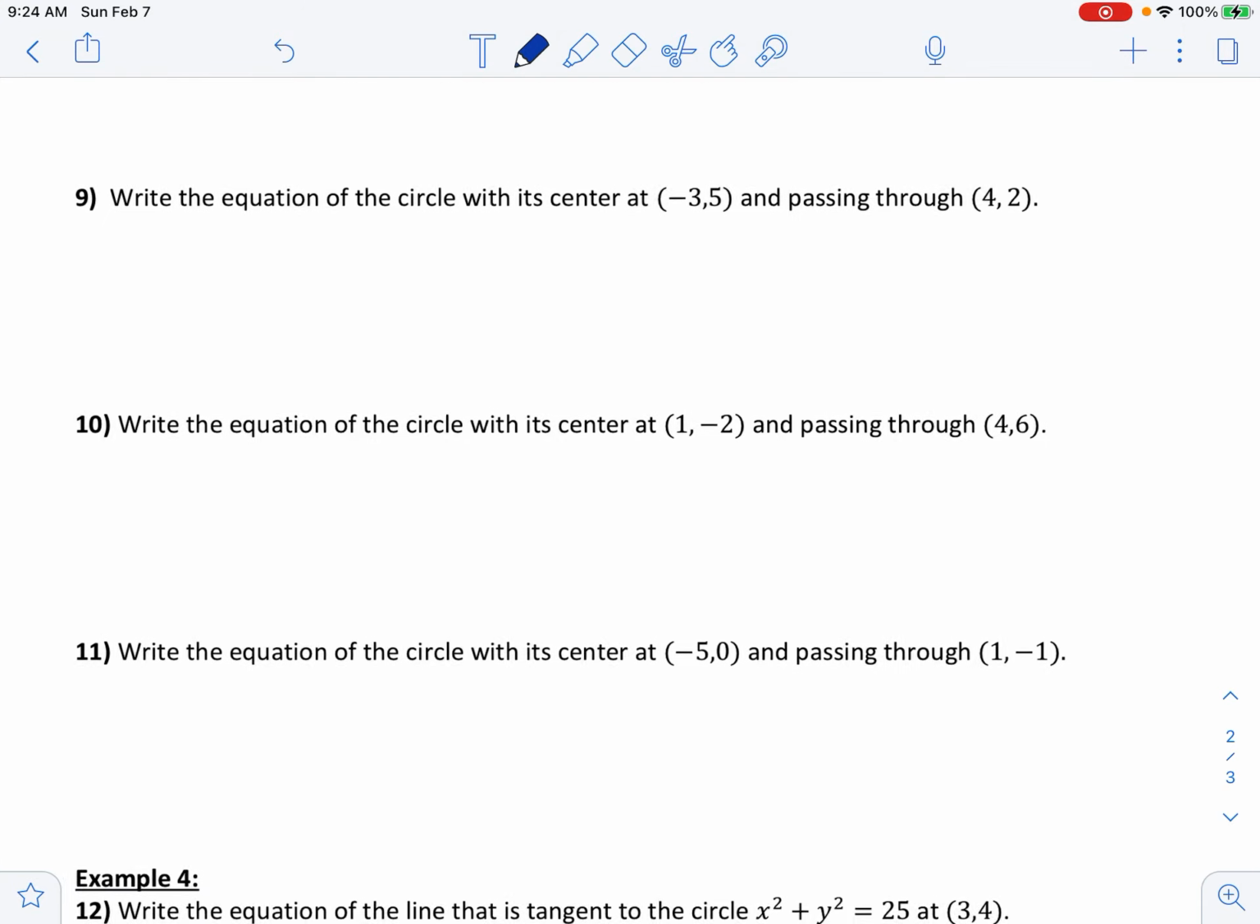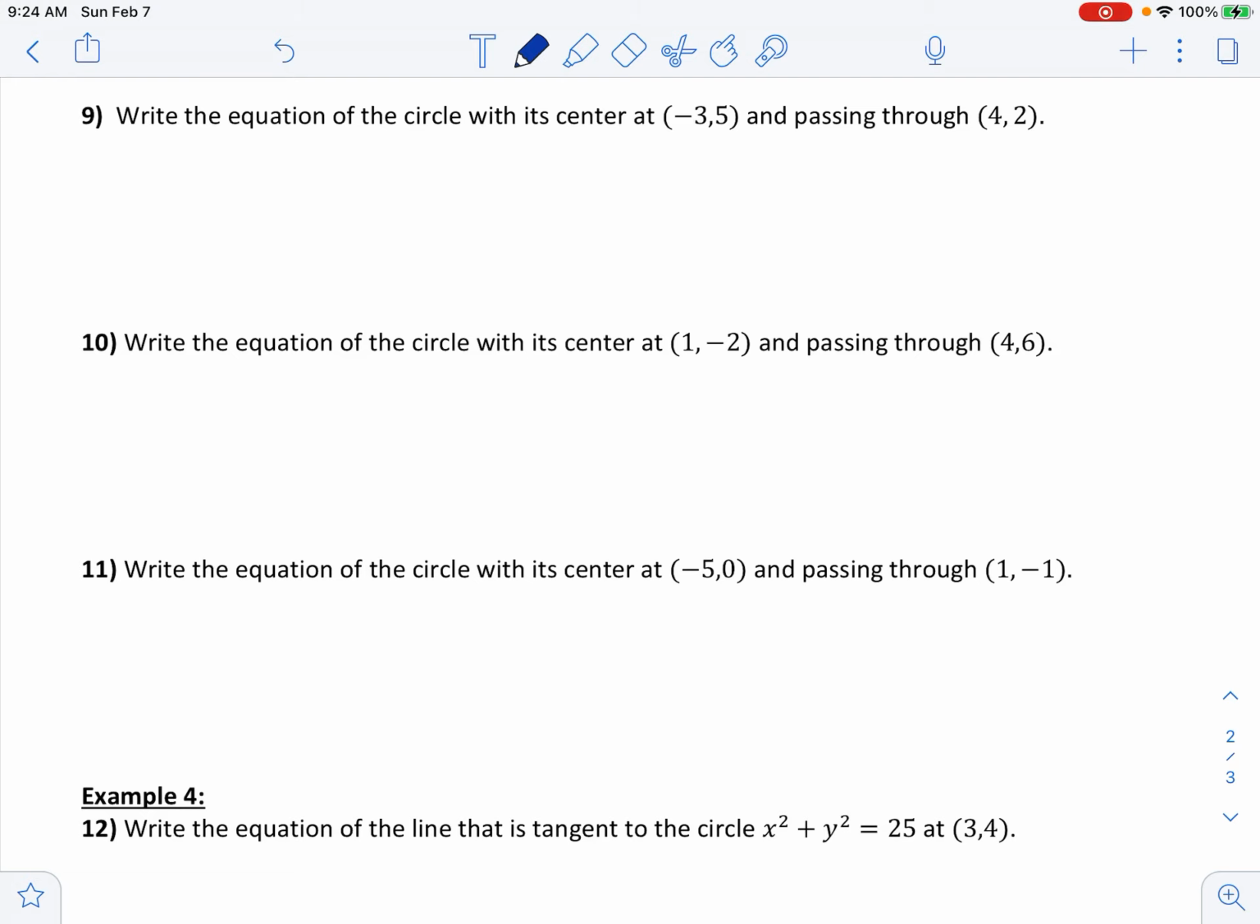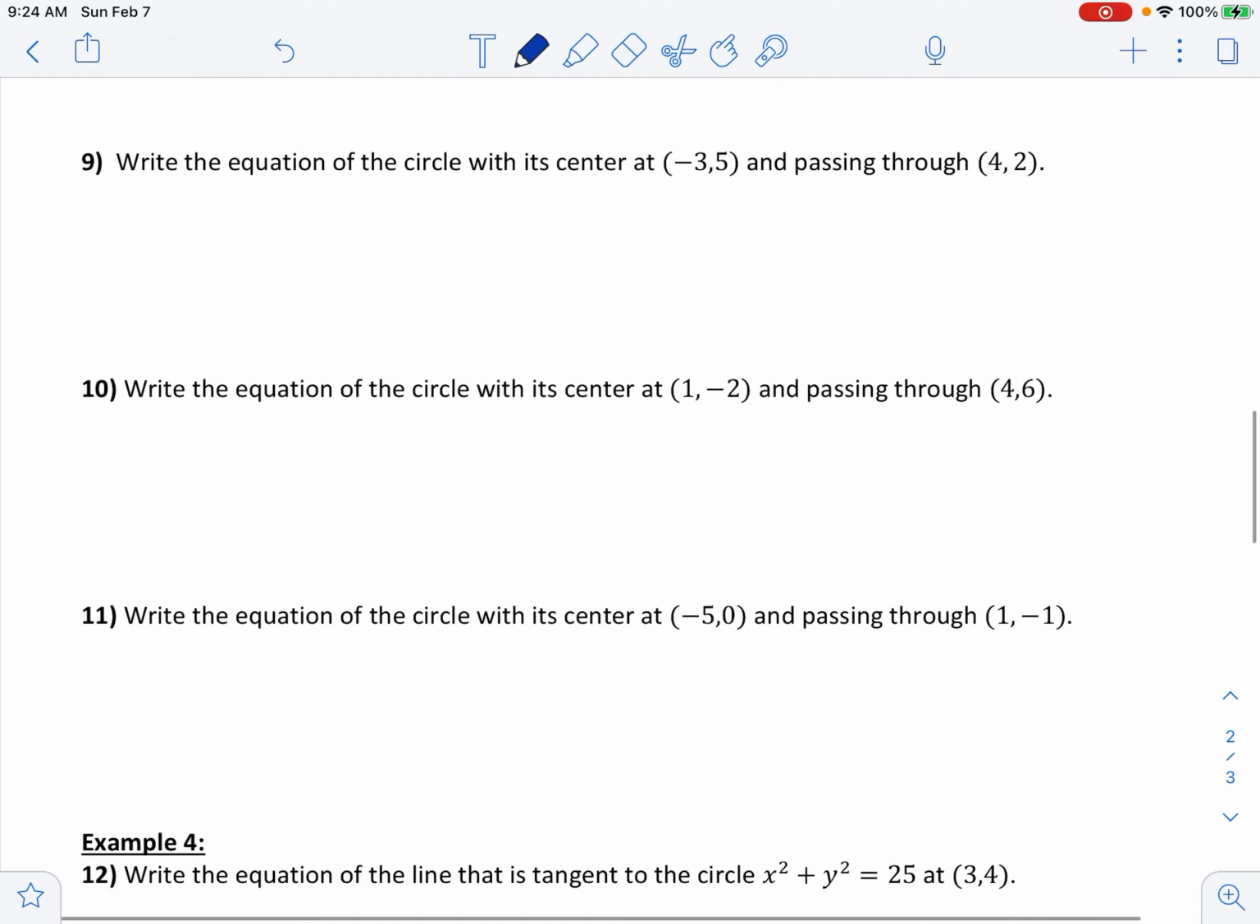We're going to start with number 9 because 8 is too easy. We'll come back up to 8 once we know our easy way of doing it. Okay, write an equation of a circle with center negative 3, 5 and passing through the point. So I want you to realize that I gave you the center, which is h, k, but I did not give you r. I gave you a point that's on the circle, x, y. Right?